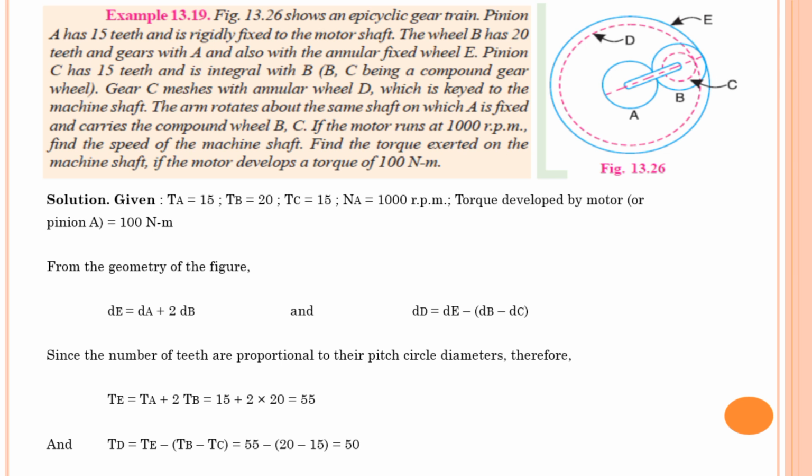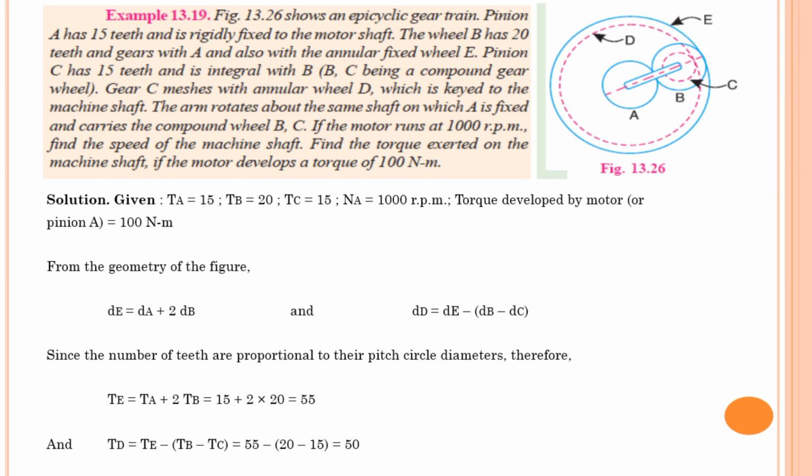So let us start. Now the number of teeth on A gear, B gear, C gear are given. D gear and E gear are not given. That we will find out from the geometry of the figure. From the geometry of the figure I can write the relationships for the diameters of all gears. Now for gear E, the diameter of gear E is equal to the diameter of gear A plus 2 times the diameter of gear B. Isn't it? Observe that carefully.